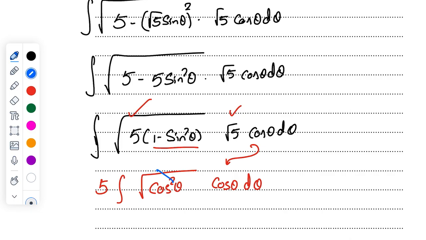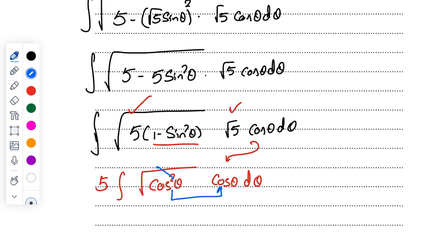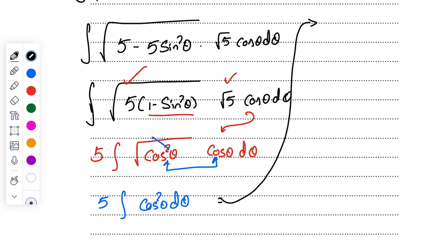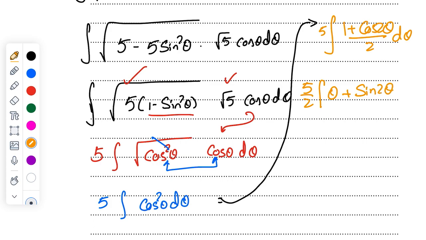So cosine theta and the square root get cancelled. Cosine theta times cosine theta is cosine square theta. So it becomes 5 integral of cosine square theta d theta. Cosine square theta can be written as (1 plus cos 2 theta) by 2. So it becomes 5 integral of (1 plus cos 2 theta) upon 2 d theta. So 5 upon 2, the integral of 1 is theta, the integral of cos 2 theta is sine 2 theta upon 2, plus c.